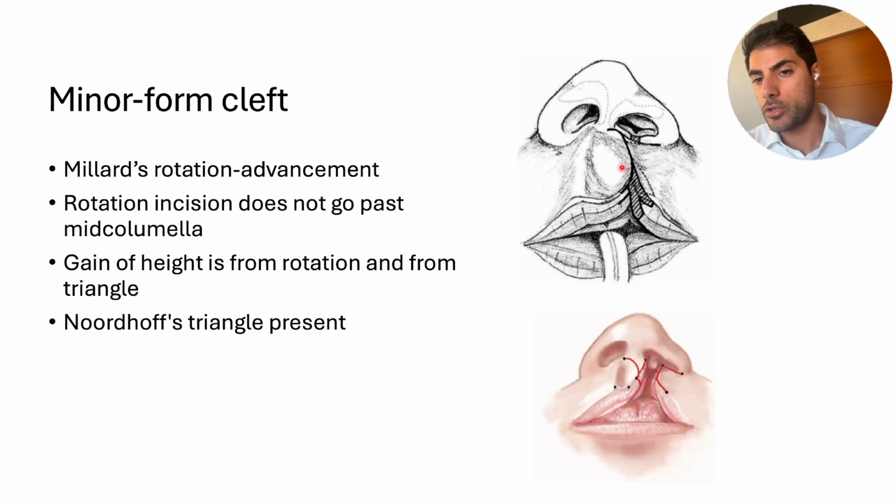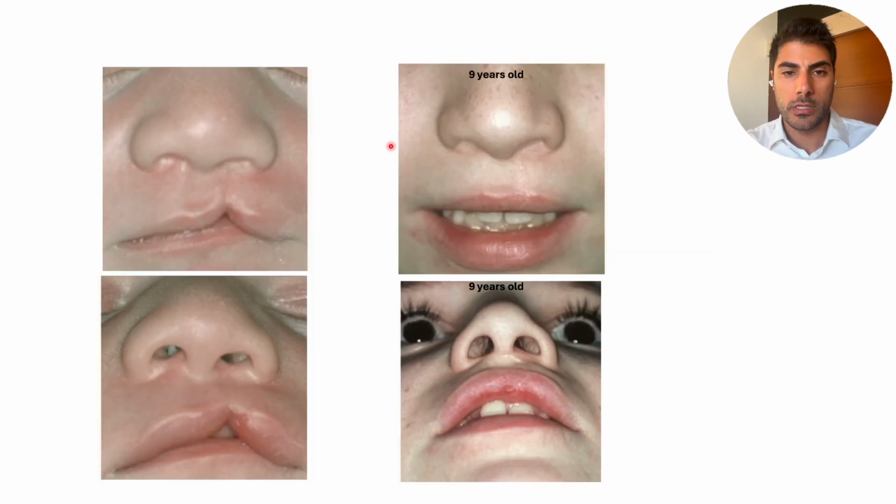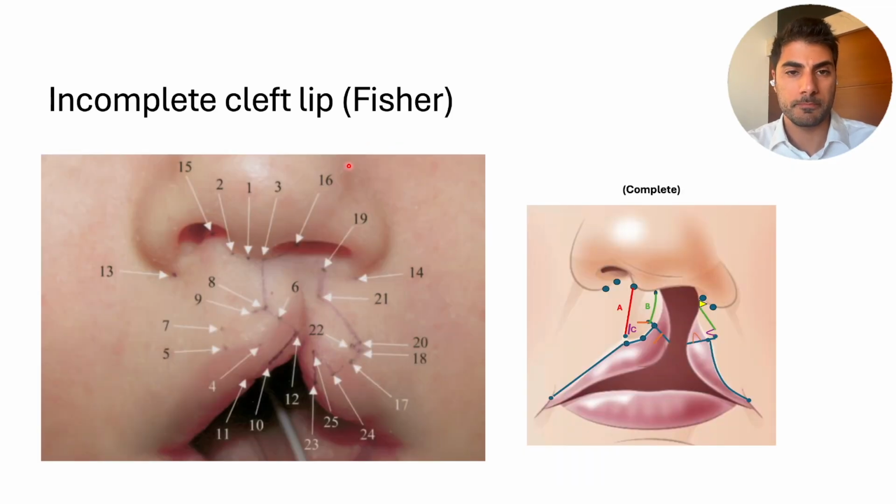All we need is a rotational incision in order to rotate the philtrum downward, and the C triangle that would contribute an addition of height of less than 3 millimeters, and the Noordhoff's triangle that will fix the vermilion discrepancy that is present on the medial lip. All right, so this will be the final incision, the final scar after we close. So this is the before and after. As you can see, this is 9 years later, so you can see very beautiful results.